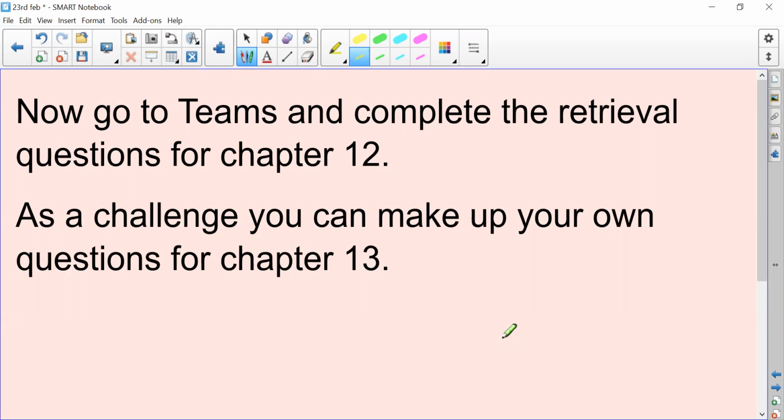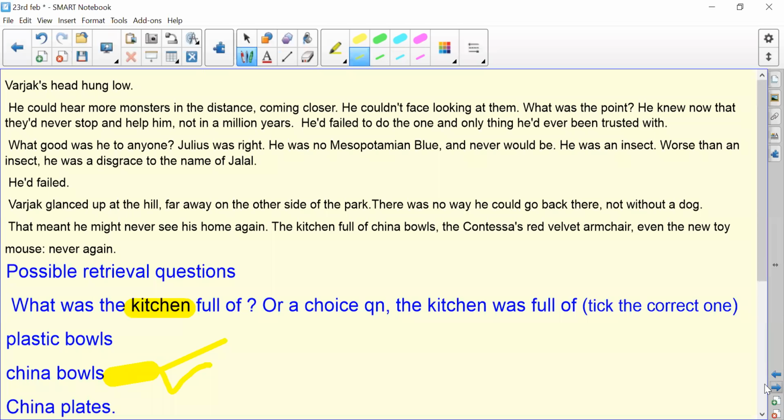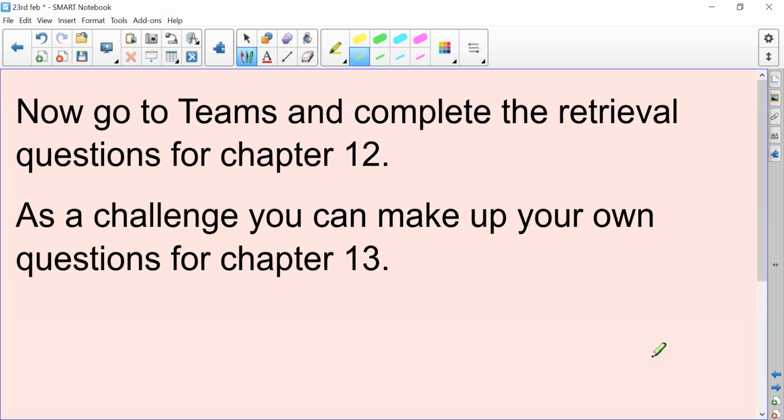Now I'd like you to go to Teams and complete 12 retrieval questions. They're all a mix. Some of them you just have to find the answer. Some of them you have choices for. If you finish that and you've really enjoyed it and you want more work, then you can do a challenge, which is to make up your own questions for chapter 13. You will find the work on Teams and I will post the answers up later on for you to check. And obviously I'll respond to those of you who hand the work in.